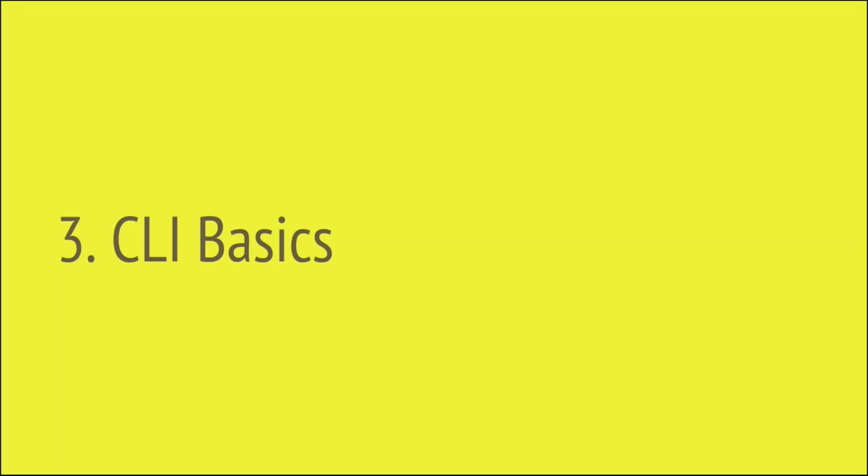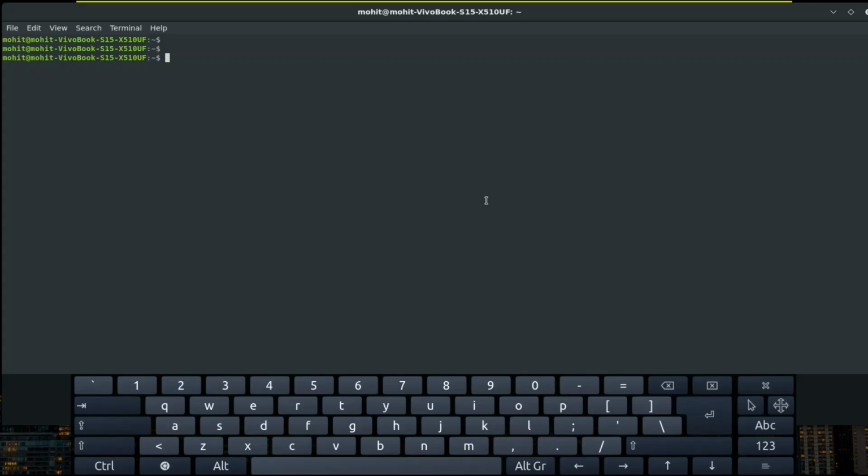Hello and welcome. In this section, we will be going through the basics of the command line, or the CLI. I'm on the terminal, and you can see this is the prompt here. It is appearing and disappearing. This is the prompt which is waiting for my command. If I want to type a comment, I can do so by pressing the hash key.